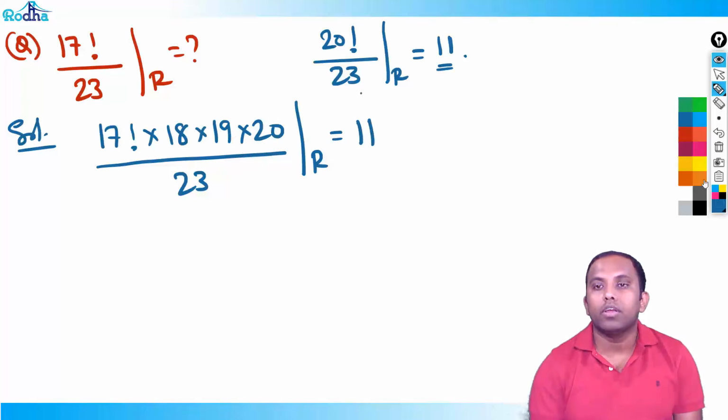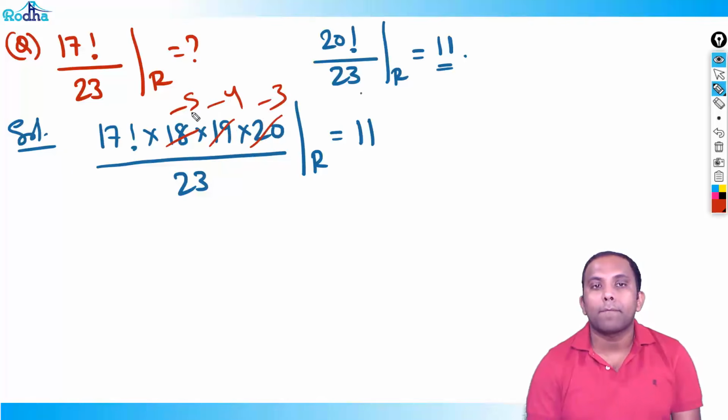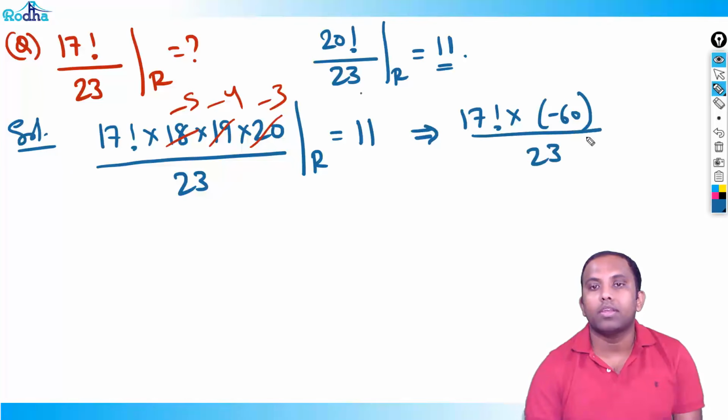So divide individually. 18 by 23, what is the remainder? -5. 19 by 23, minus 4. 20 by 23, minus 3. It becomes minus 60. So it becomes 17 factorial into minus 60 divided by 23, remainder again 11. Now 23 into 2 is 46. So what is minus 60?